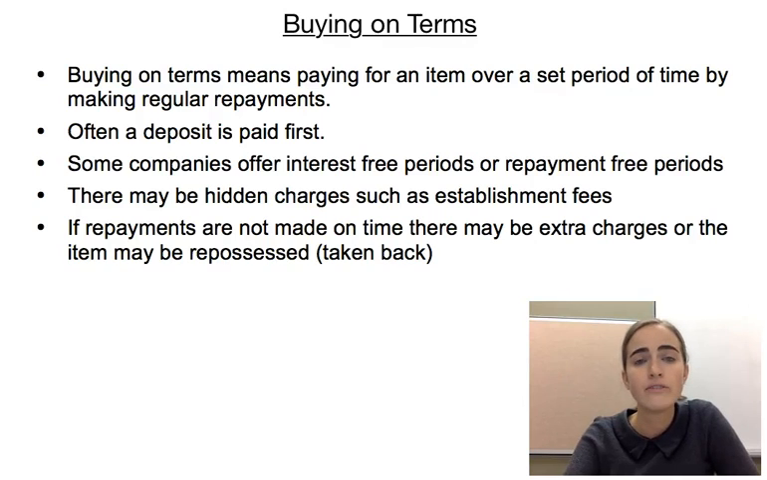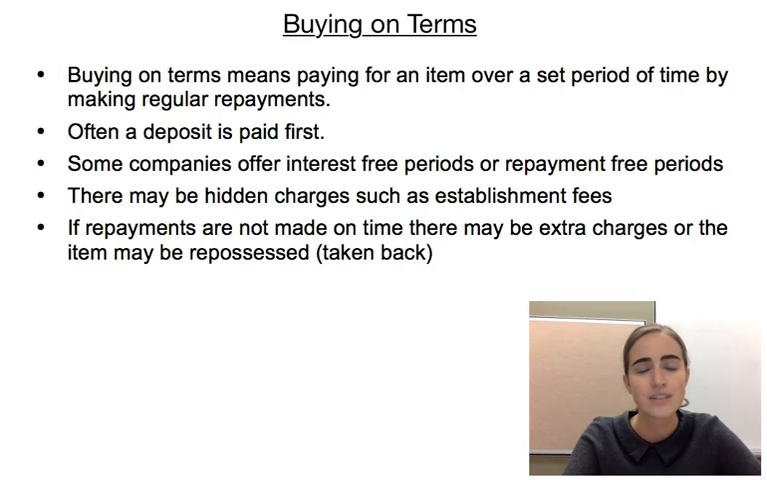In this video, I want to have a look at what's called buying on terms. So that means that somebody's paying for an item over a set period of time by making regular repayments. In a lot of cases, a deposit has to be paid first. Some companies will offer interest-free periods or repayment-free periods.